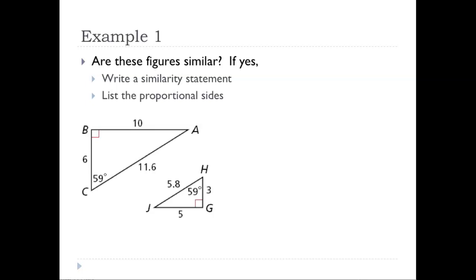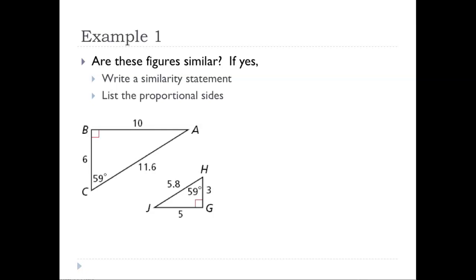It looks like if we take half of each of the sides in triangle ABC, we end up with the sides in GHJ. So we have side 10 there, divided by 2, we get 5. We have side 6, divide that by 2, we get 3. And 11.6 divided by 2, and we get 5.8.